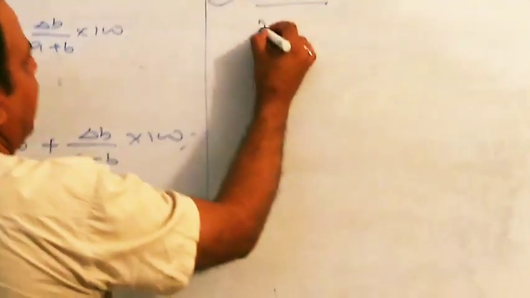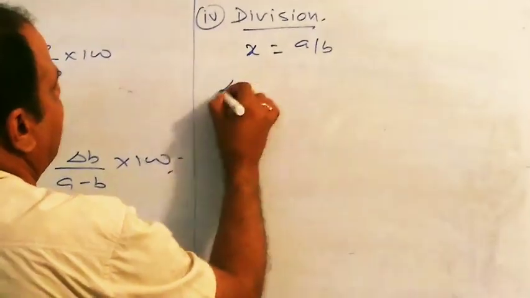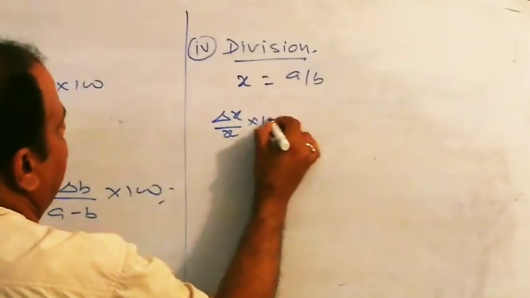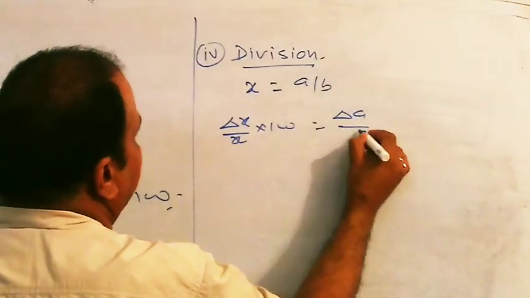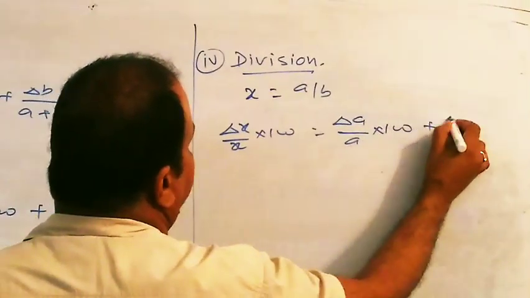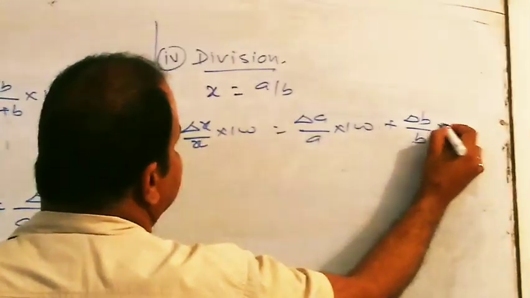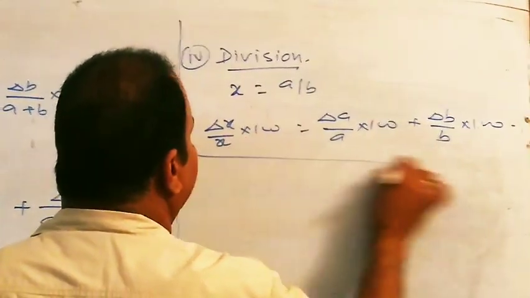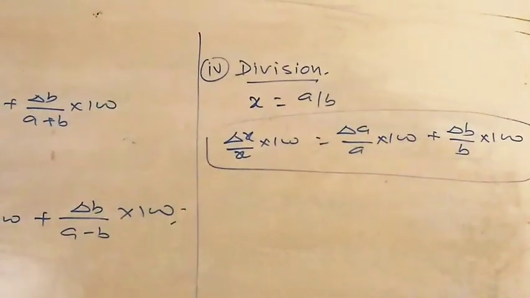x equal to a by b. Delta x by x into 100 equals delta a by a into 100 plus delta b by b into 100, but we have to find the maximum error, so it can be written as plus.